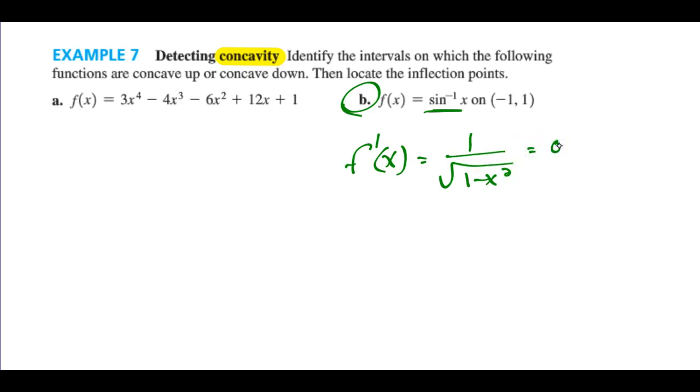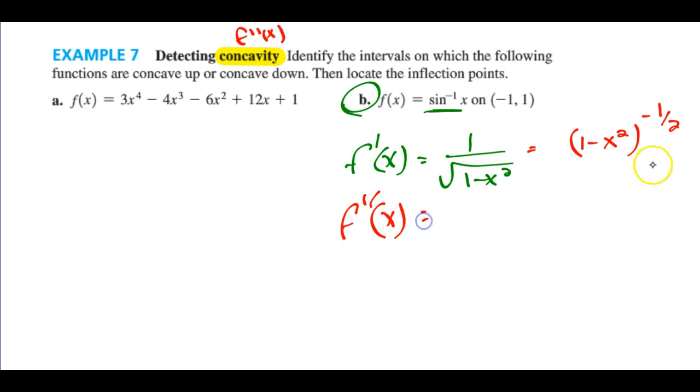And then when I set that equal to 0, I'll find my critical values. Oh, wait, I can't set it equal to 0 yet. We're doing concavity, which is the second derivative. So I've got to find the derivative of this derivative. So this is really 1 minus x squared to the negative 1/2 if I bring that up and make it an exponent. So I'm going to do the second derivative using my chain rule. The derivative of the outside, write down the inside. Don't forget to decrease the exponent by 1. Times the derivative of the inside.